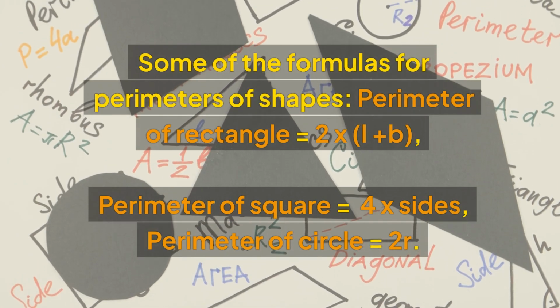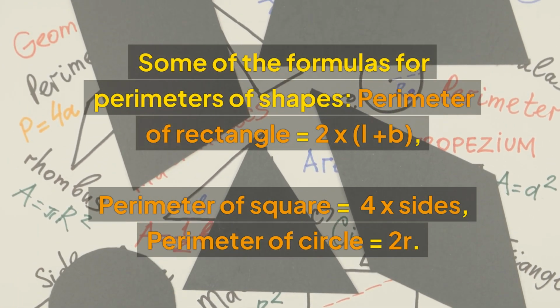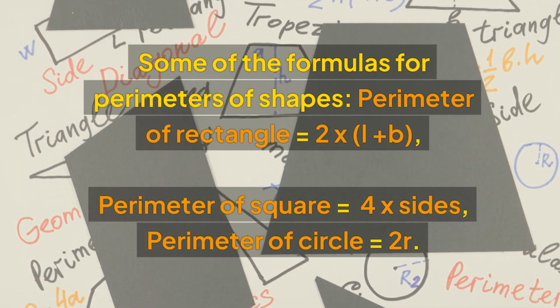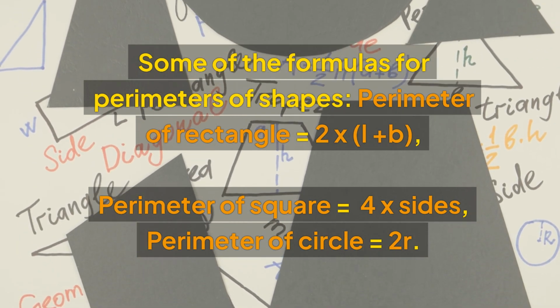Some of the formulas for perimeters of shapes: perimeter of rectangle equals 2 into (L plus B), perimeter of square equals 4 into side, perimeter of circle equals 2πr.